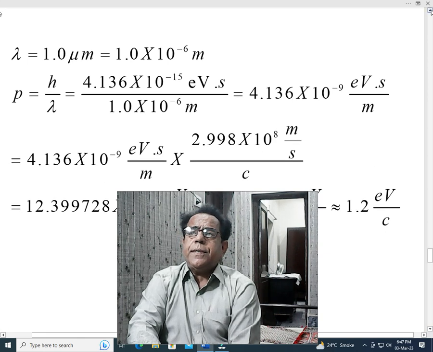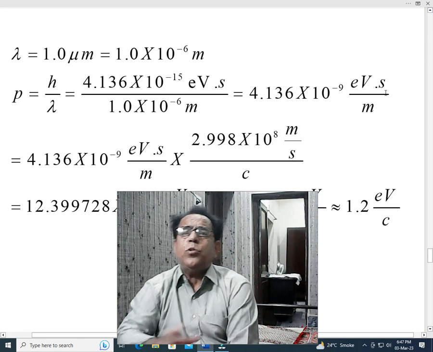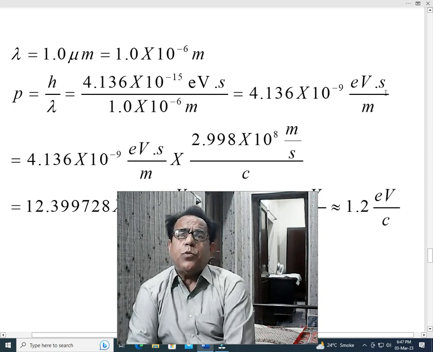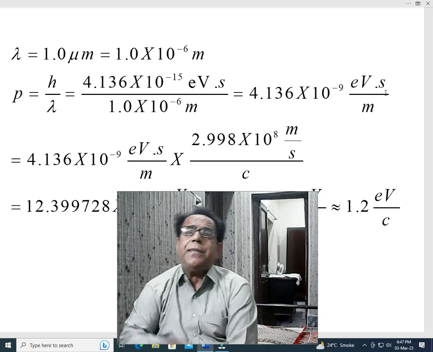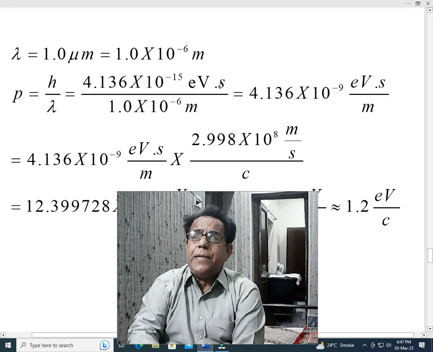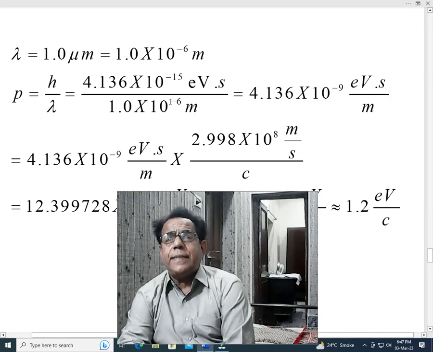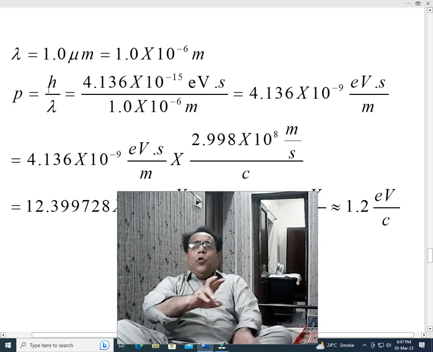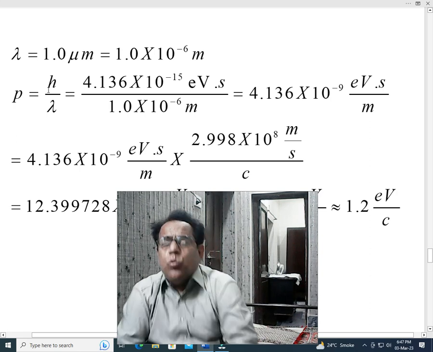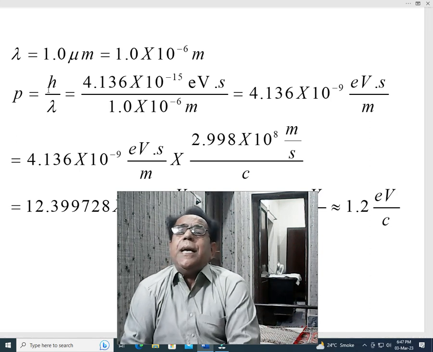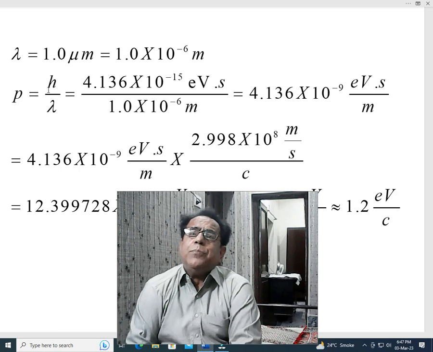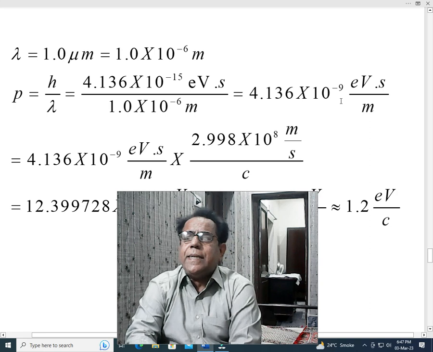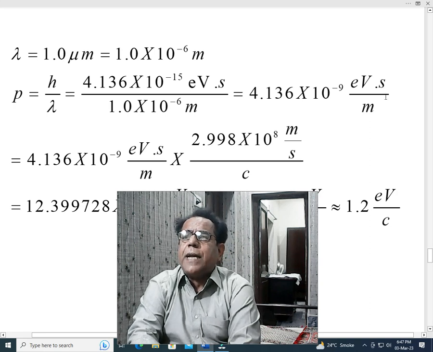Now dear students, lambda is equal to 1.0 micrometer, which is equal to 1.0 into 10 to the minus 6 meter. Also P is equal to H over lambda. Here we have used the value of H in terms of electron volt second. I had said that the value of H is given in terms of electron volt second as well as in terms of joule. So here we are using the value of H in terms of electron volt second, and the value of lambda is given already. This has taken the form electron volt second per meter.